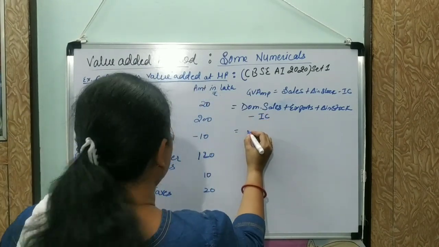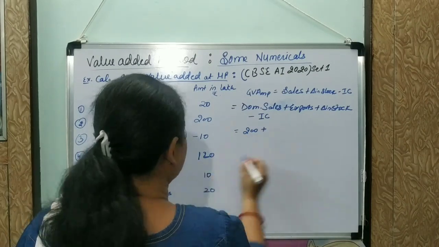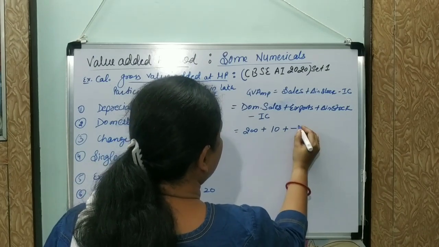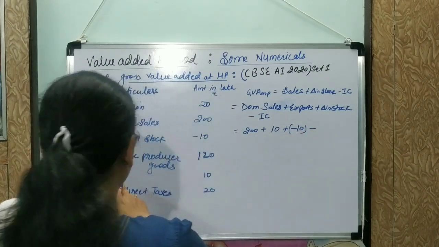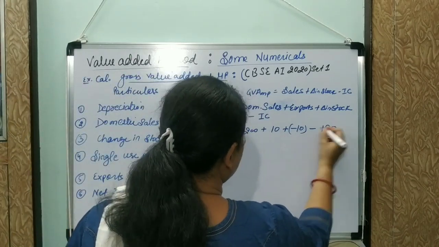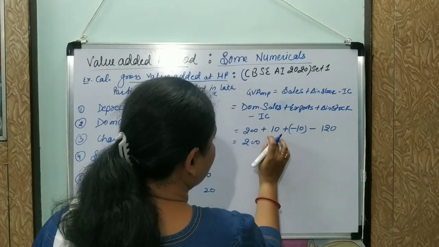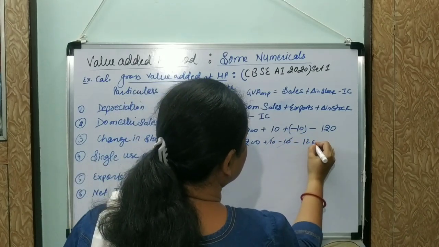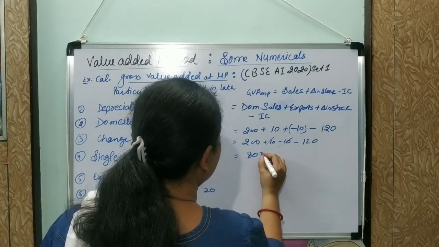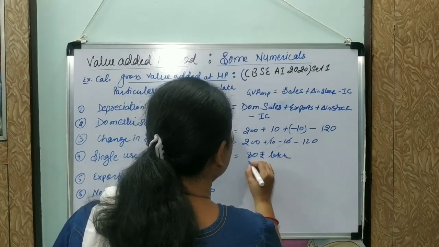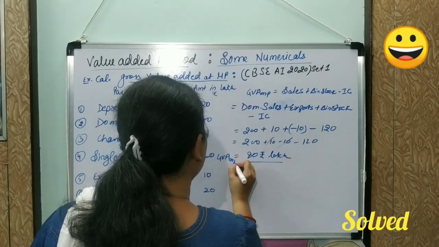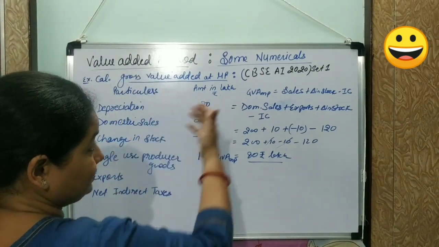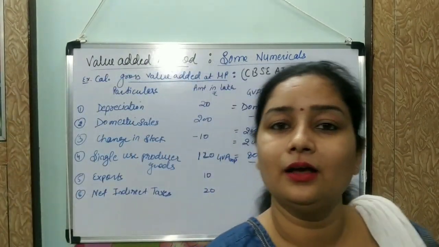So let's use the values now. 200 plus export 10, change in stock minus 10, and minus intermediate cost, single-use, 120. So 200 remains here, plus 10 and minus 10 cancel, minus 120, you will get 80 rupees in lakh. So this is how we have calculated GVAMP. It is so simple now, and you have understood this very well, and how this came in the board examination, and definitely students will get full marks if they have done this.